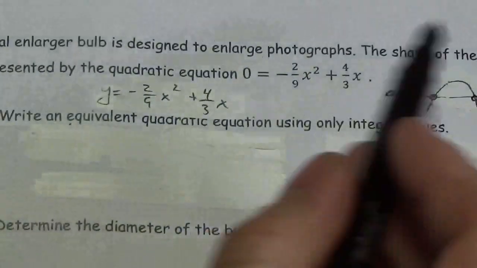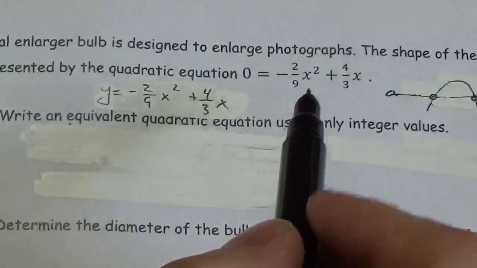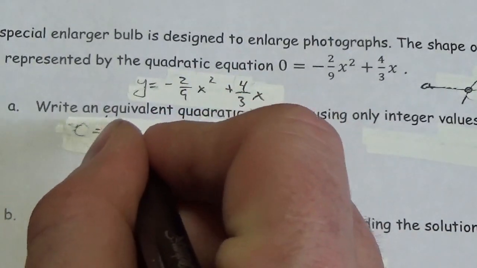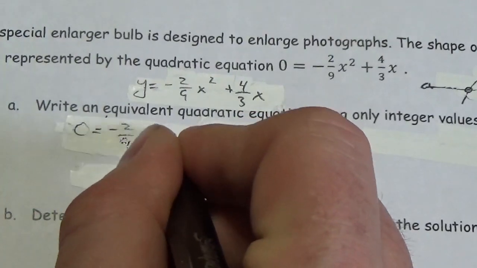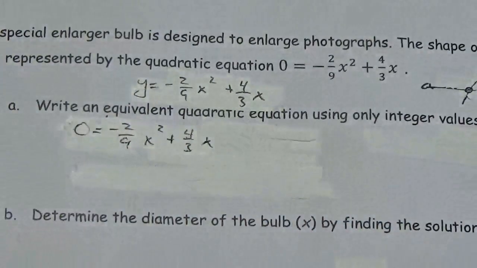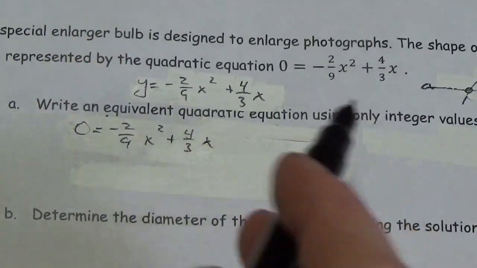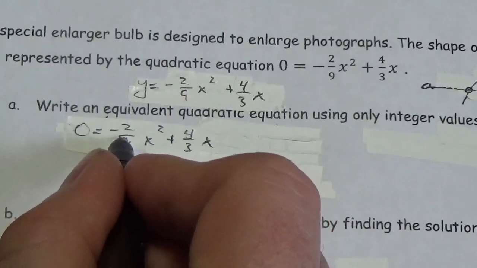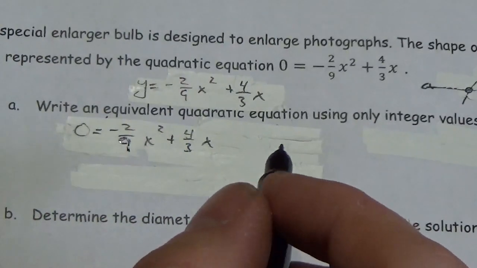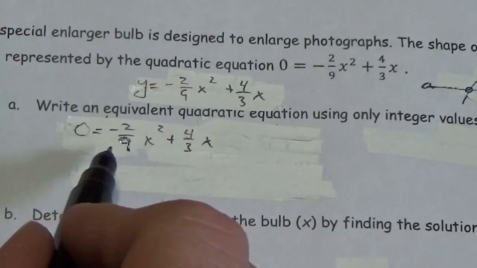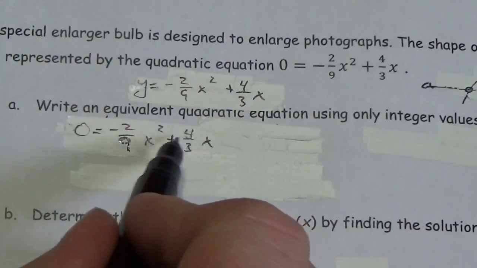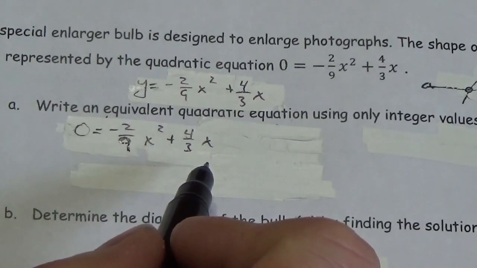Okay? So now we're going to take this equation right here that they gave us. And I'll write this out again. So it's going to be 0 equals negative 2/9 x squared plus 4/3 x. And what we're going to do is rewrite this using only integer values, which means I'm going to get rid of the denominators here. I'm way too lazy to be working with these kind of fractional coefficients. So I look at the denominators here, and I've got a 9, which has two factors of 3 in it. And over here, I've got a factor of 3 in the denominator.